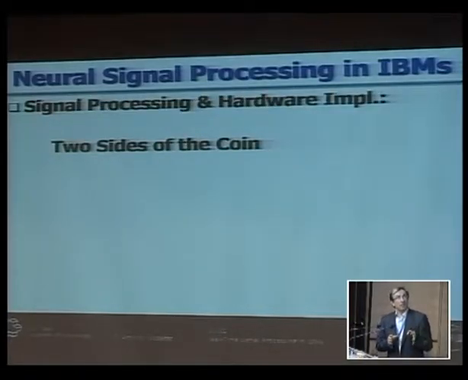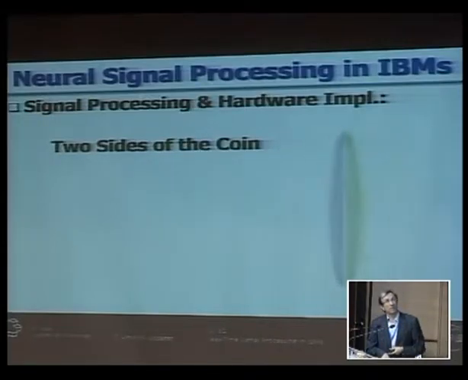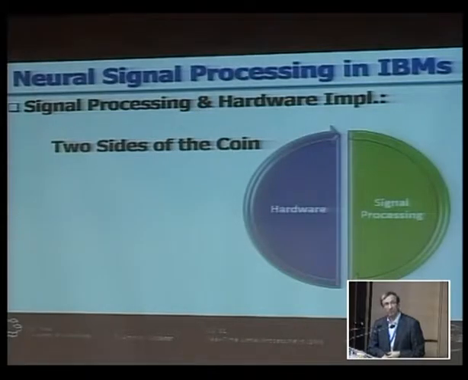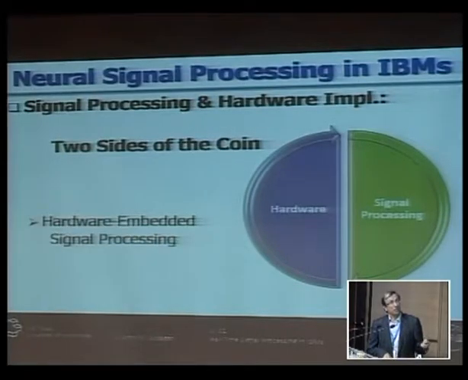This way, I can conclude that signal processing is one side of the coin and the other side is hardware implementation. From the standpoint of a circuit designer, a system designer, taking advantage of signal processing approaches, I can categorize the approaches that are available in the literature in two classes. The first is hardware embedded signal processing, where you embed the signal processing task inside the circuit that is in charge of some other tasks in the system.